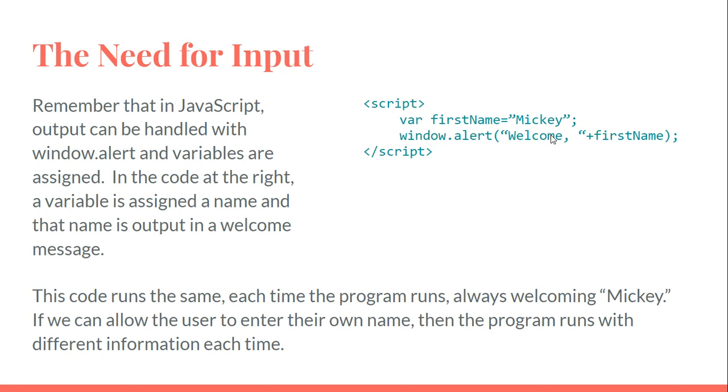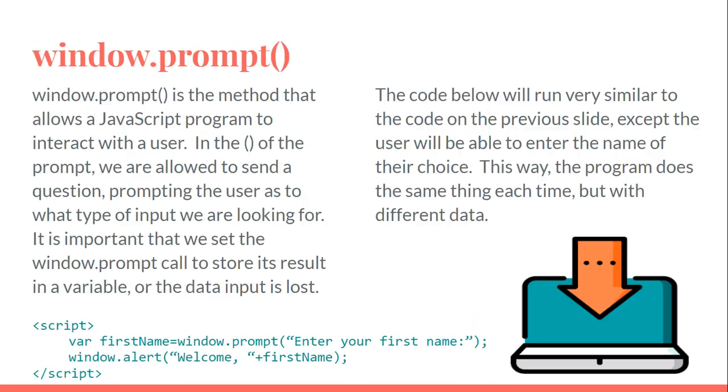This code runs the same way every time. So if this is on a web page, every time we load this web page, it's going to say, welcome, Mickey, welcome, Mickey, welcome, Mickey. The only way that we can alter what it's going to say is to change the variable inside of the code. So that doesn't really do a lot for us.